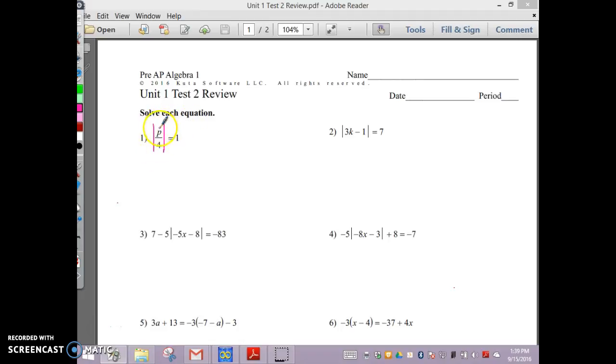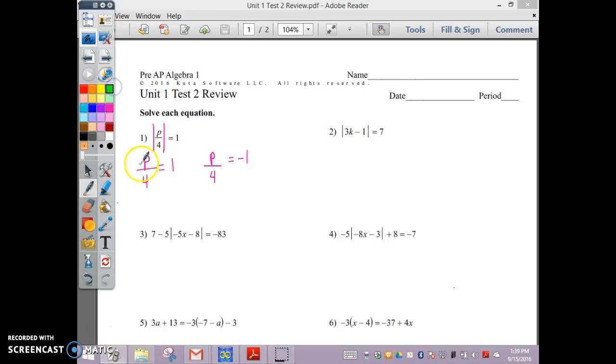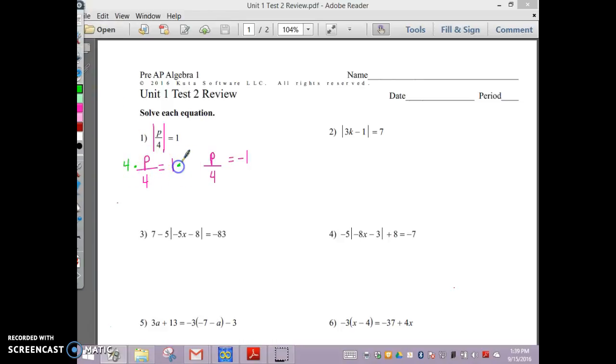So we have to consider two cases, when this is a positive inside of here and when this is a negative inside of here. Because this could be equal to -1, then we will take the absolute value and it makes it a positive one. So my two cases are p divided by 4 equals 1 and p divided by 4 equals -1. To get p by itself, I will multiply both sides of my equation by 4, giving me an answer of p equals 4, and also multiplying both sides here by 4, giving me a solution of p equals -4.